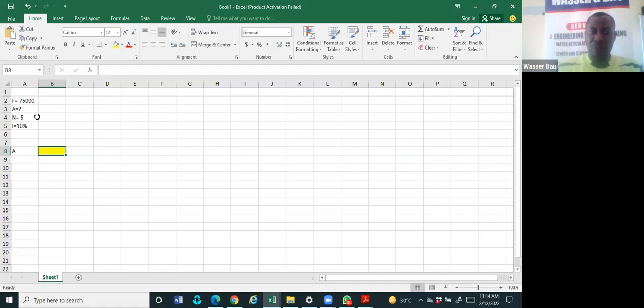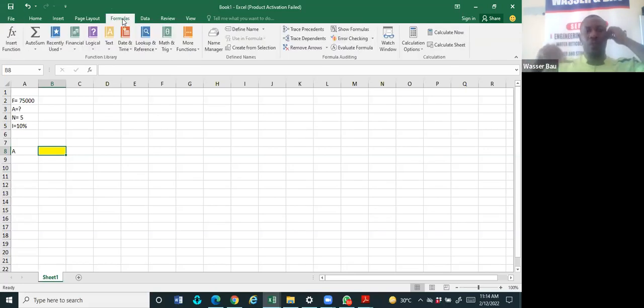This is the future amount. This is the number of years. This is the interest. I'll go to Excel. When you go to Excel, you go to formula menu. You click on formula menu, and it will bring out these ribbons. So under this ribbon, you will see financial.